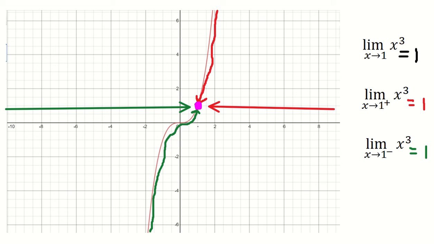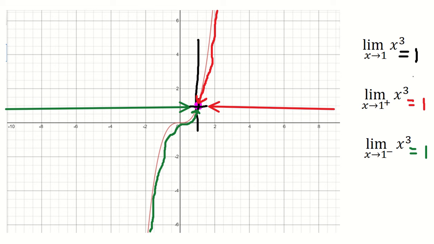Because as you move towards x equals 1, which is just where this black line is, from the right you go to 1, and from the left you also go to y equals 1, right here. No matter if you're coming from the right or the left, the function goes to the same place, y equals 1. The limit as x approaches 1 from the right of x cubed is equal to 1, and the limit as x goes to 1 from the left of x cubed is also equal to 1. So the limit as x approaches 1 of x cubed is equal to 1.